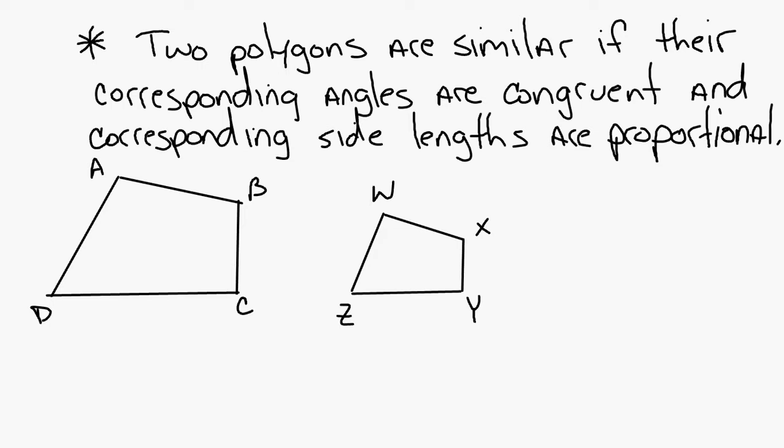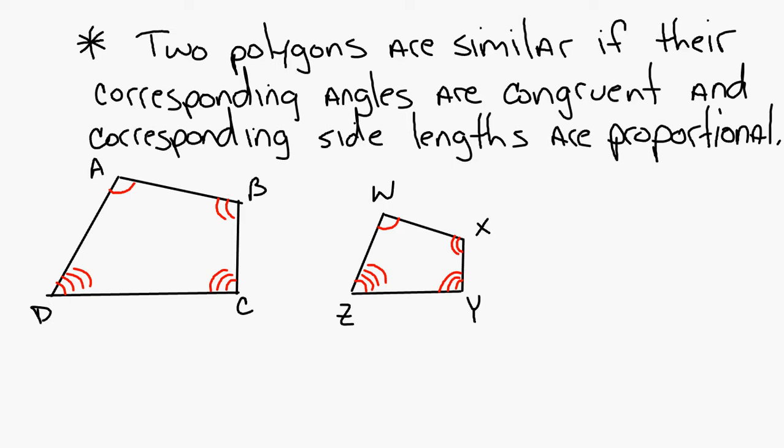And in that picture you're told that angle A is congruent to angle W, that angle B is congruent to X, that C is congruent to Y, and that D is congruent to Z. So now this definition: two polygons are similar if their corresponding angles are congruent. In this case, corresponding angles are congruent. Angle A and angle W correspond and they're congruent. Same with the rest of the angles in the shapes.